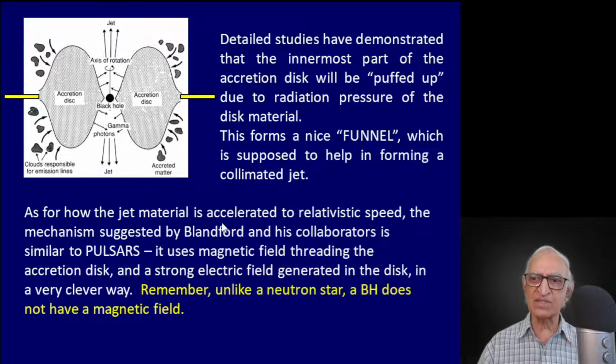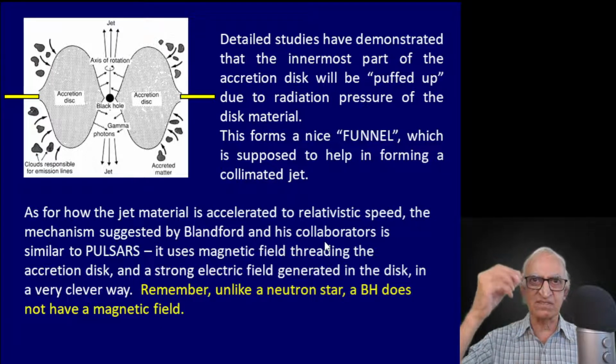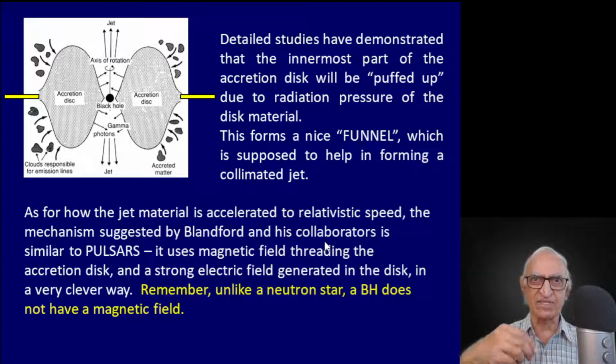As for how the jet material is accelerated to relativistic speed, a very clever mechanism was suggested by Blandford and his collaborators many years ago, and it is very similar to the pulsar. If you remember, in the case of the pulsar, there is a magnetic field threading the neutron star, and because of rapid rotation, a very strong electric field is formed outside the star, and the electrostatic force due to this electric field pulls out the charges from the surface of the star, which then slide along the curved field lines like beads on a string, in the process radiating.